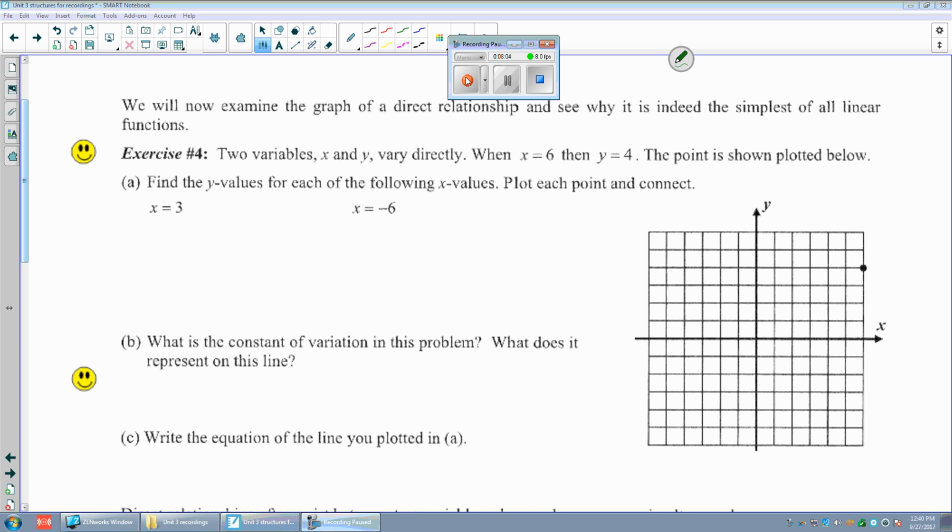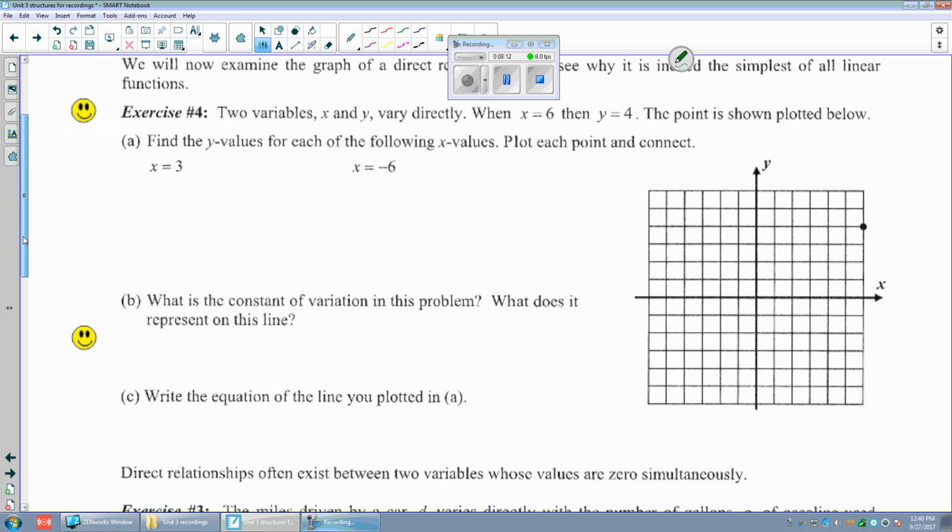Next page. Exercise 4. Two variables x and y vary directly. When x equals 6, y equals 4. Plot the points shown below. Okay. X is 6. 1, 2, 3, 4, 5, 6. Y is 4. 1, 2, 3, 4. It is already plotted. Okay. Find the values of y for each of the following and plot and connect.